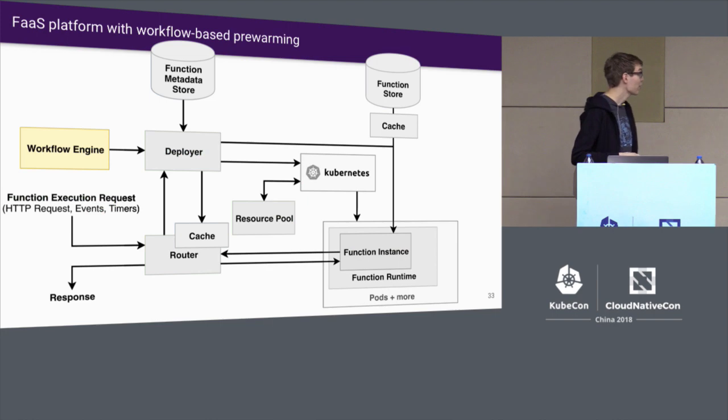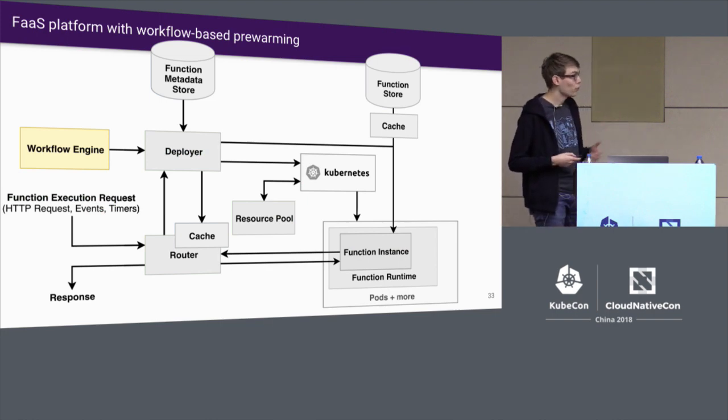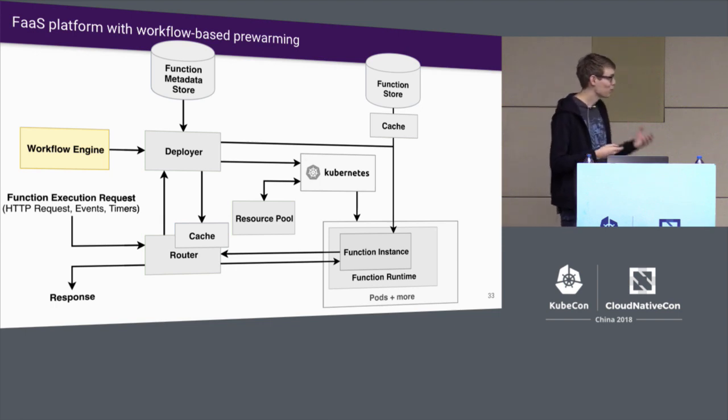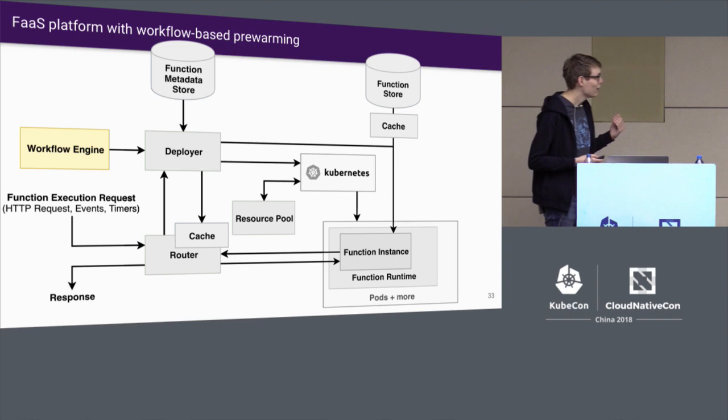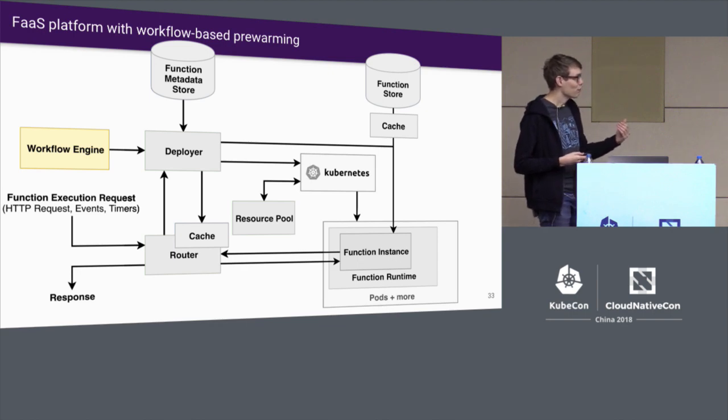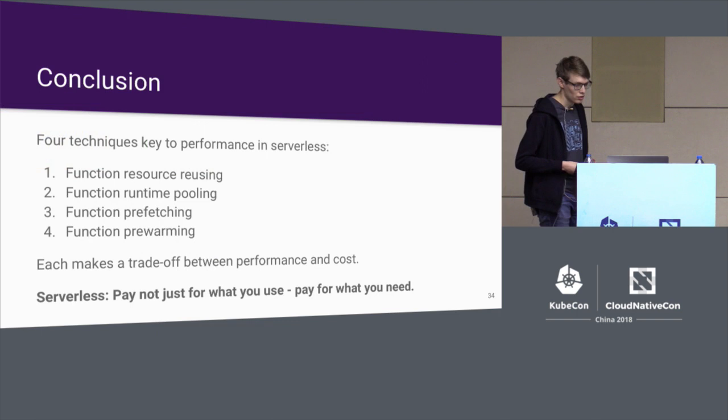So, just to finish our model, we can add this small workflow component to this image. Of course, a workflow engine is much more complex than a single box here, but just for the sake of simplicity, it's a single box. The important thing here is that there's now an arrow from the workflow engine to the deployer, which means that the deployer is no longer solely dependent on the router for deploying functions. Now also something else can deploy the functions.